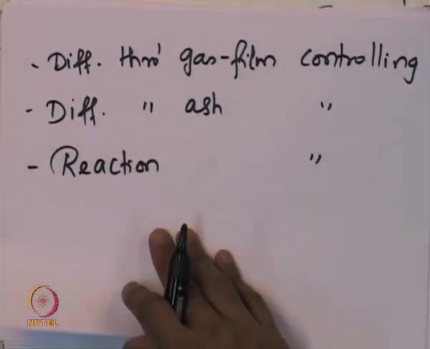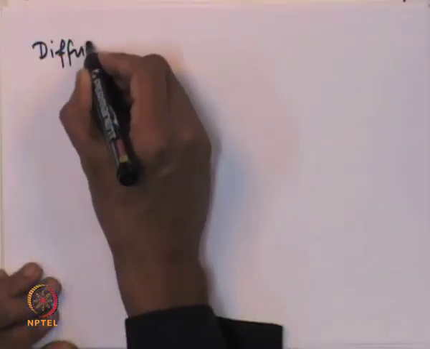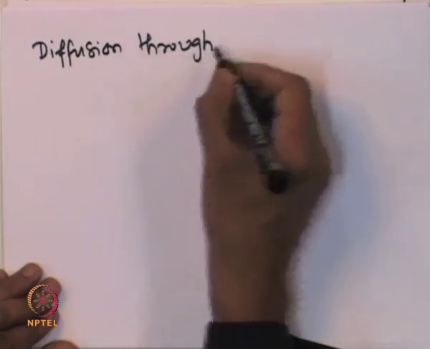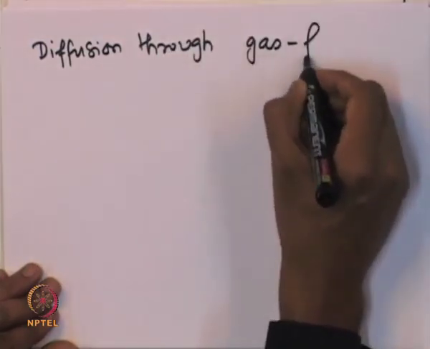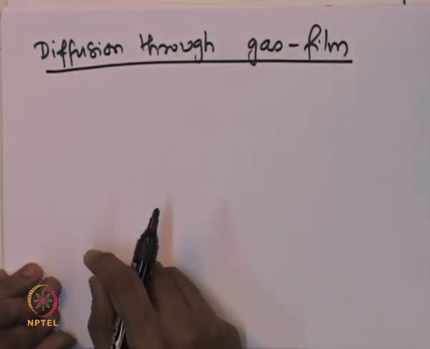So, let us try to model the system if the rate controlling step is any of these three. Let us start with the first one, where we assume that diffusion through the gas film is the rate controlling step.